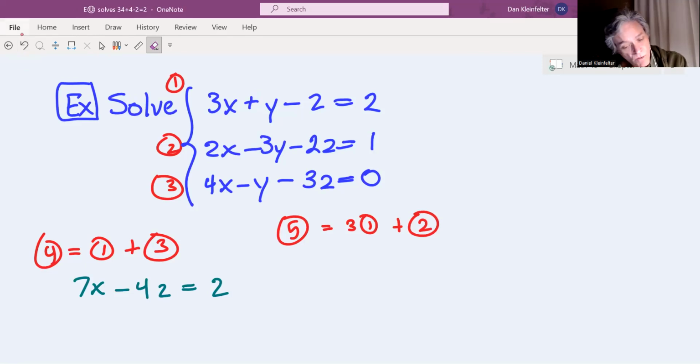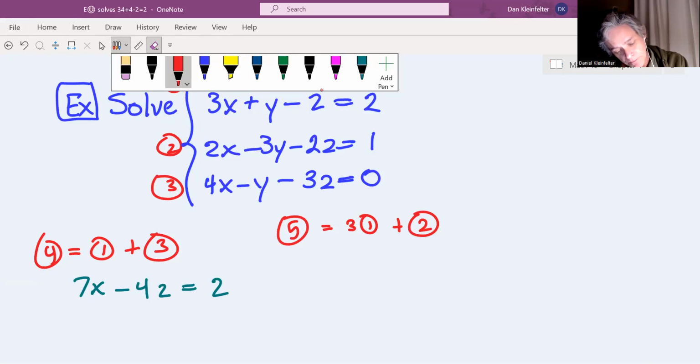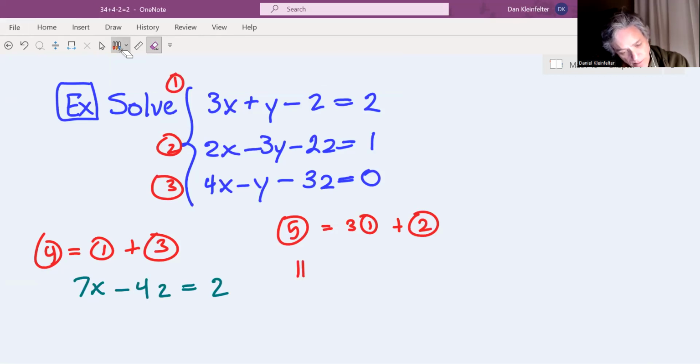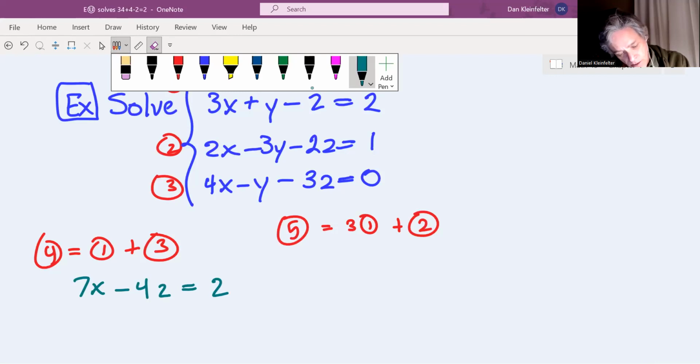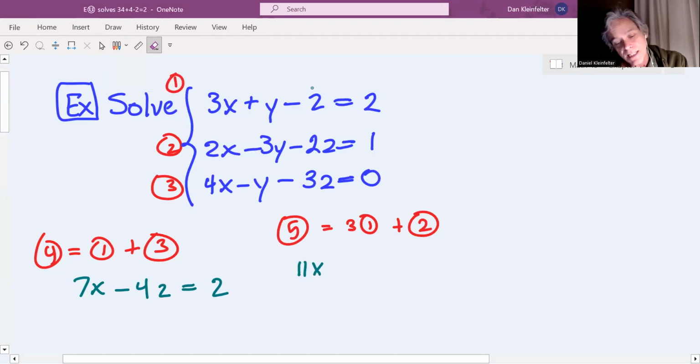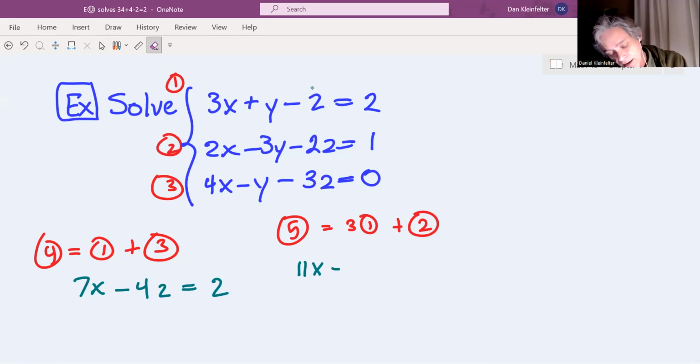Okay, so 3 times equation 1. So 3 times 3x is 9x. 9x plus 2x is going to be 11x. So I'm going to stick with my colors. So we'll have 11x. 3 times y is 3y. Plus negative 3y is no y's. That's why we're doing it. 3 times minus z is minus 3z. Minus 3z minus another 2z is negative 5z.